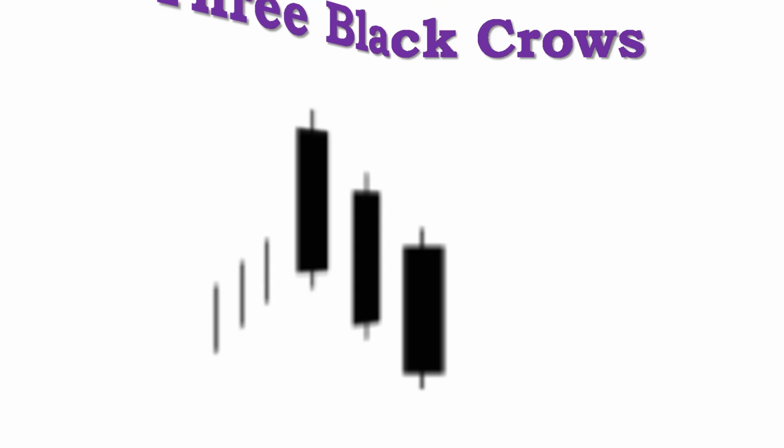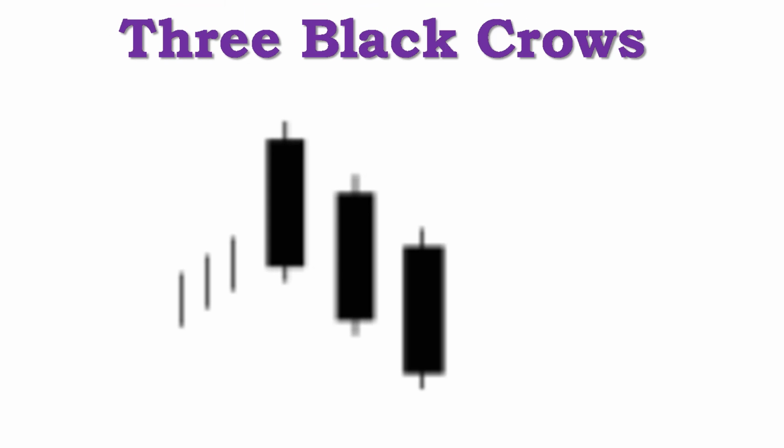Next candlestick pattern, 3 black crows. A bearish reversal pattern consisting of 3 consecutive long black bodies where each day closes at or near its low and opens within the body of the previous day.